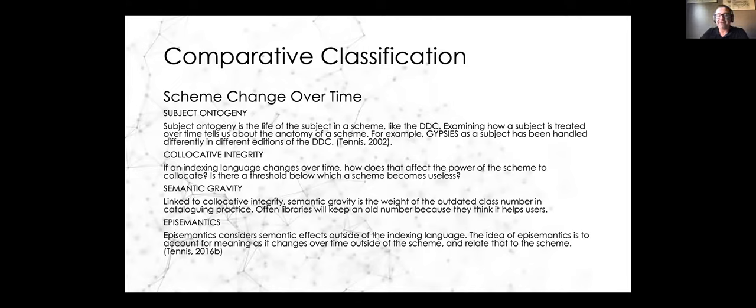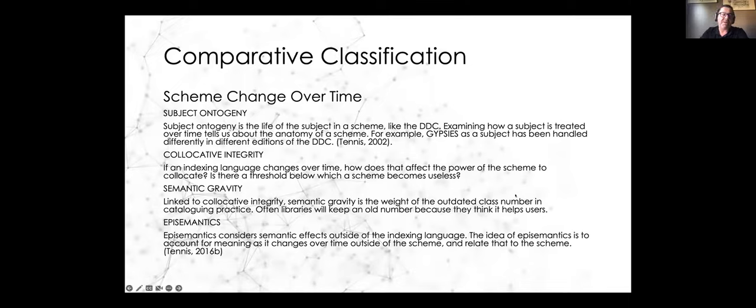We've also learned quite by accident that practitioners know very well of something that I call semantic gravity. That is, even though a scheme may evolve, we may still be using outdated class numbers because our collection is already classed using those outdated class numbers, and we're not going to go back and reclass.